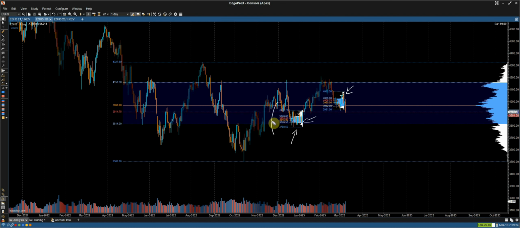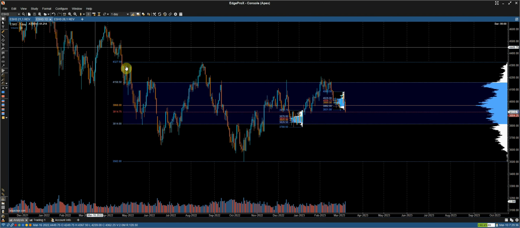So we have all of these levels here that we're going to be looking out for potential support or pullback targets. If we pass through them, we'd be looking for the market to pull back into these areas in order to take a short trade.